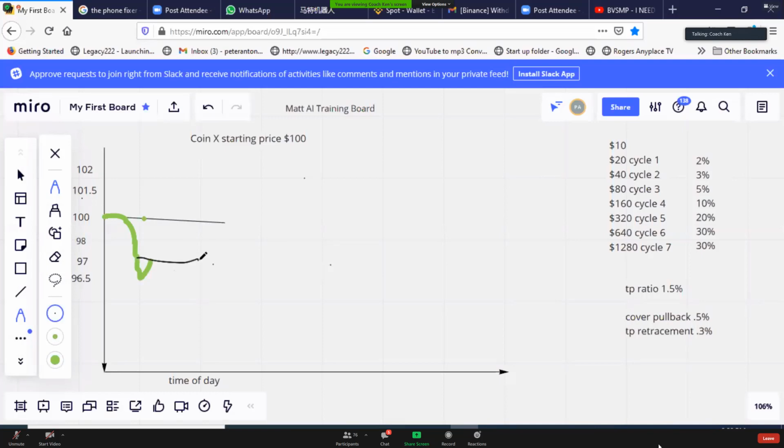Does that make sense? So now you're going to buy 2 positions here, 1 and 2, only because it retraced the 0.5%. That's our cover pullback. You can adjust it, but these are suggested parameters, okay, from everybody.